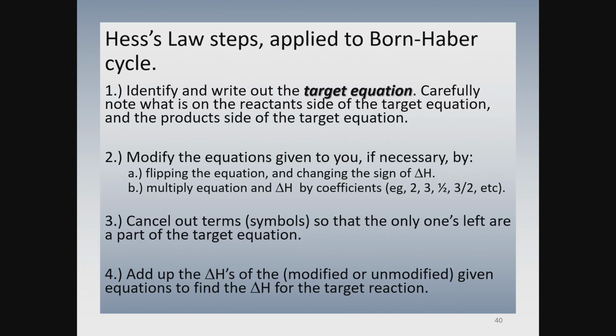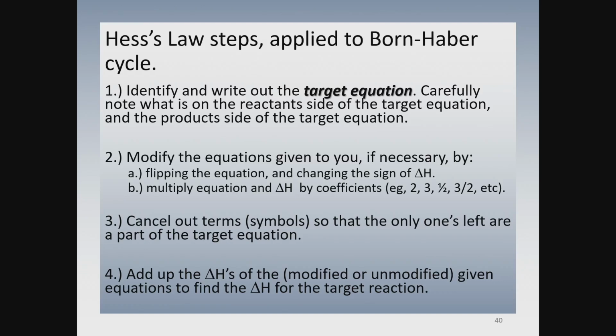And so maybe the first step to solving this problem is identify and write out the target equation. And this particular problem is going to be the lattice energy for sodium chloride. Then carefully note what is on the reactant side of the target equation and the product side of the target equation. Then the next step is modify the equations given to you if necessary by either flipping the equation and changing the sign of the change in enthalpy, or multiply the equation and the change of enthalpy by coefficients. And then the next step is cancel out terms, which are usually chemical symbols, so that the only ones left are a part of the target equation.